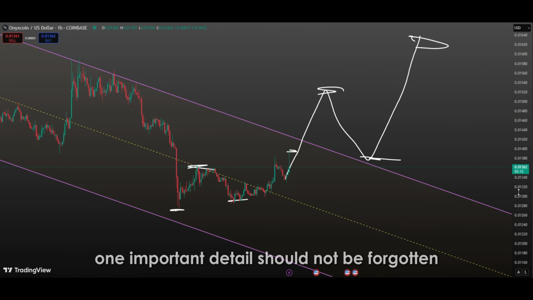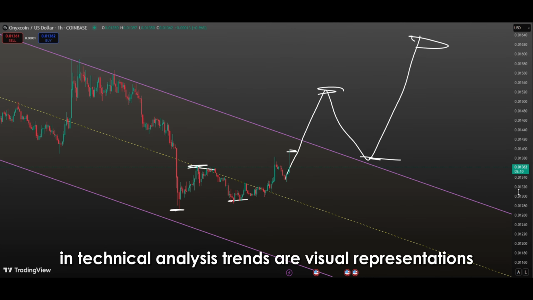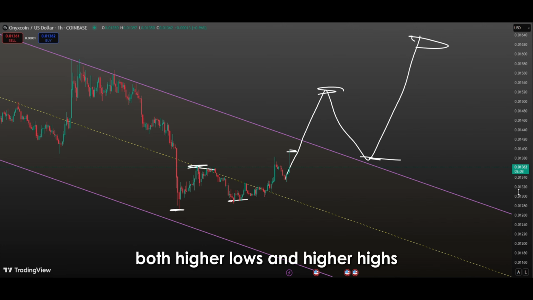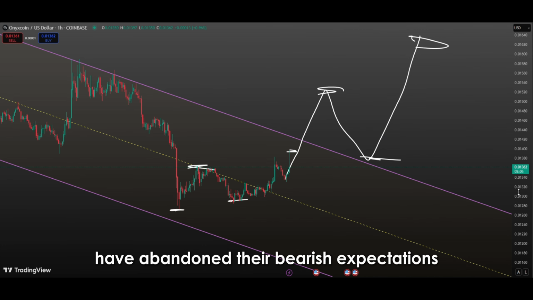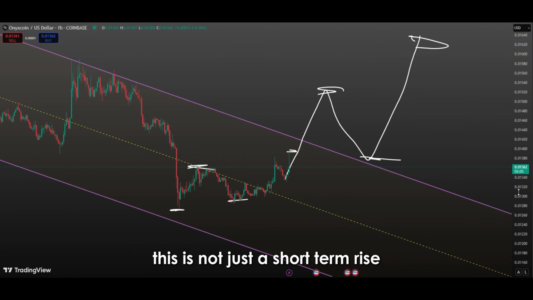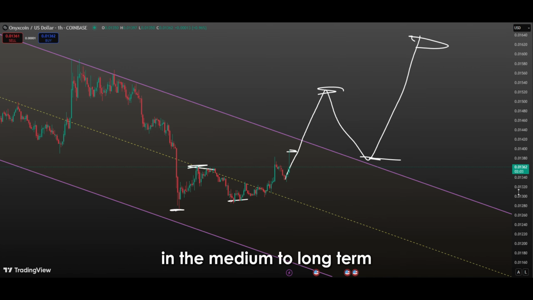At this point, one important detail should not be forgotten. In technical analysis, trends are visual representations of investor psychology and collective market behavior. So when the price starts forming both higher lows and higher highs, it means market participants have abandoned their bearish expectations and that a bullish consensus has formed. This is not just a short-term rise. It can also mark the beginning of a more sustainable and steady price movement in the medium to long term.